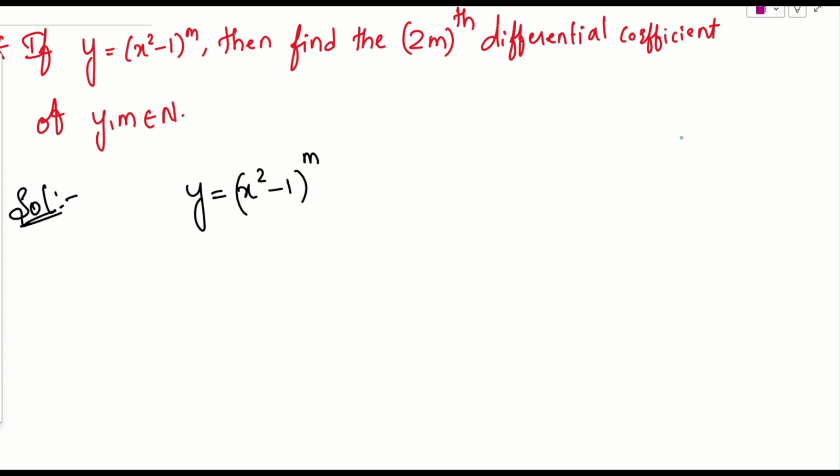What is meant by 2mth differential coefficient? I'll help you. Let us assume y = x². What is the second differential coefficient? It means we need to apply the derivative 2 times. So y' will be 2x, and y'' is the second differential. They are talking about the 2mth differential. If they ask about the fifth differential, we need to differentiate 5 times. If they ask for the 10th differential, we need to differentiate this function 10 times. So second differential means we differentiate 2 times.